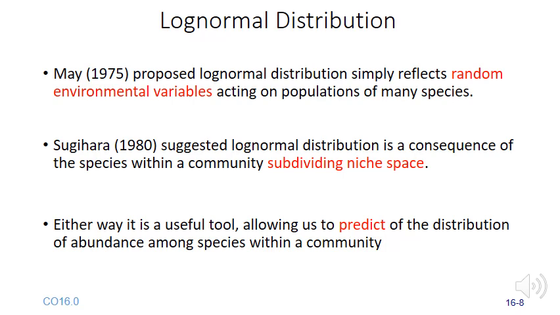Either way though, this tool allows us to predict the distribution of abundance among species and communities, so it remains a really important tool for community ecologists.